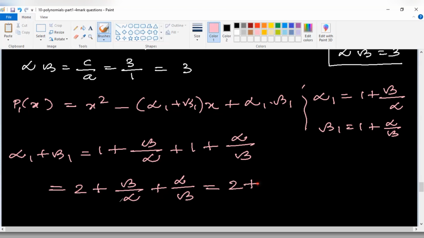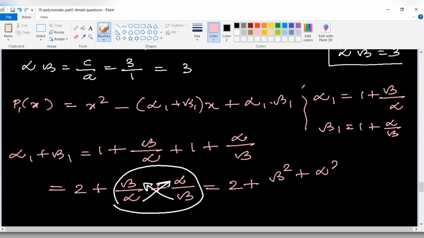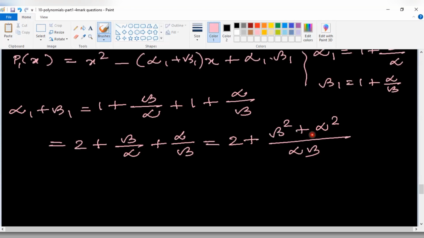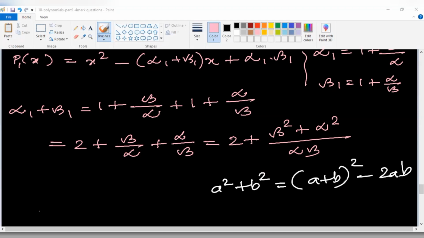Here the denominators are not the same, so we will just cross multiply the things. So beta square plus alpha square by alpha beta. As we have discussed in the previous question, we can take it in terms of a plus b the whole square, right? So what was that? A square plus b square is same as a plus b the whole square minus 2ab. Because we know the identity a plus b the whole square, a square plus b square plus 2ab. We are just taking that 2ab to the other side.